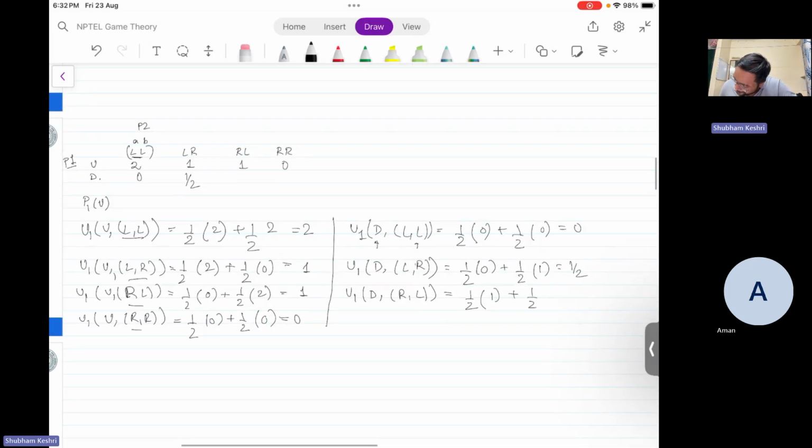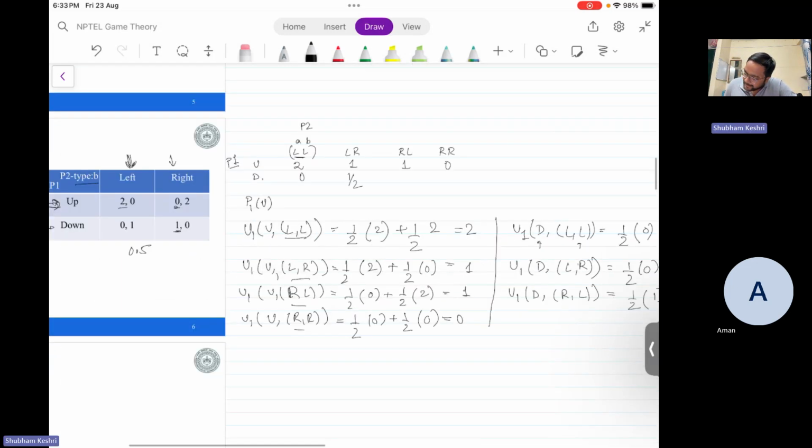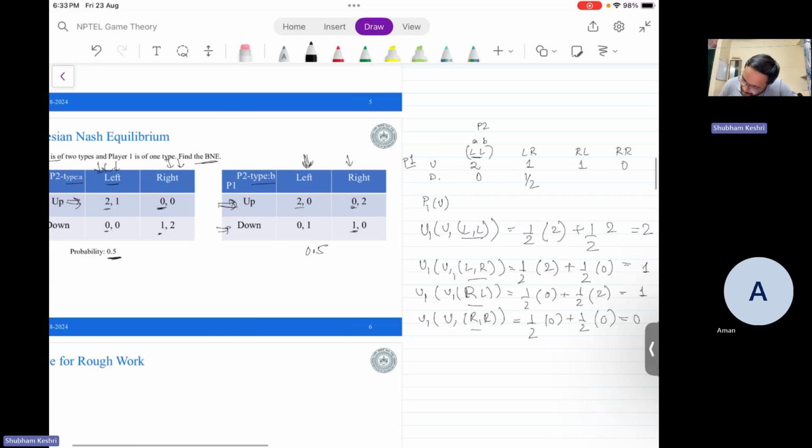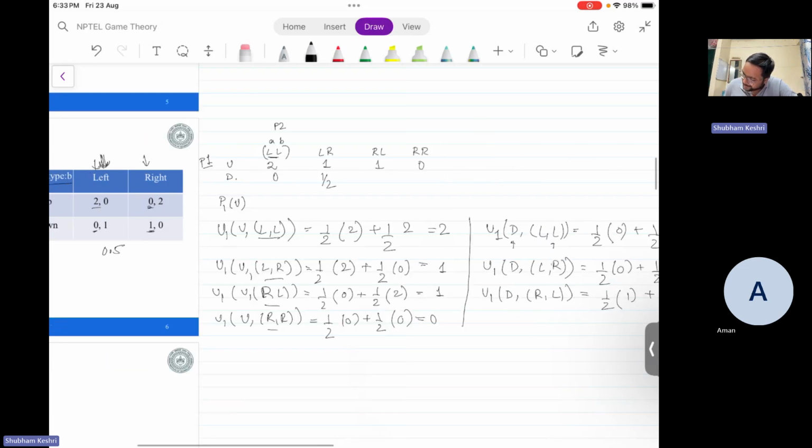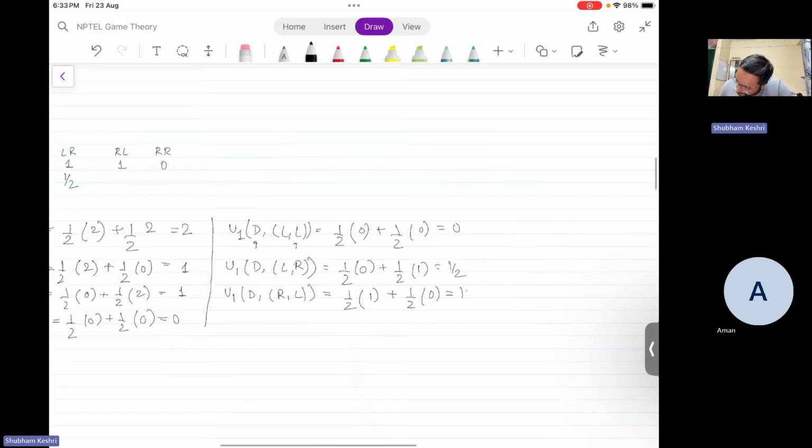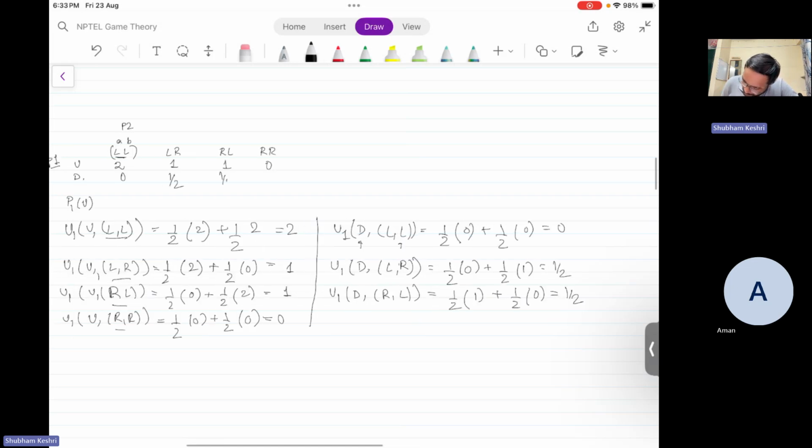And half of the time he is playing D and the other player is playing L. His utility is 0. Alright, therefore it will be half. So I'll write here half.